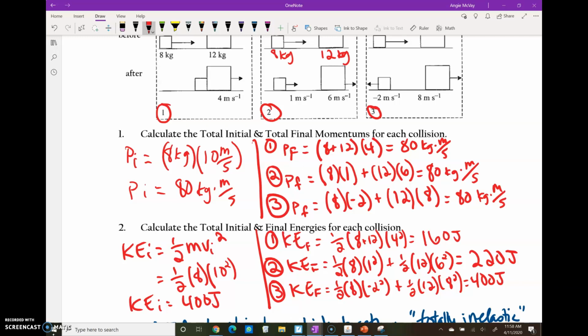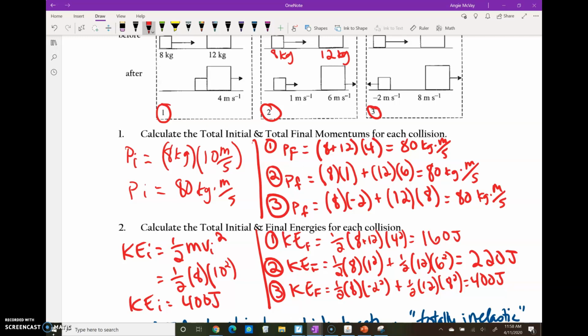Have we broken a physics law here? Will we go to physics jail? I don't know. Let's figure this out. In scenario number 2, we've got our 8 kilogram mass going 1 meter per second, our 12 kilogram mass going 6 meters per second. If we add up those two kinetic energies, we get a total kinetic energy after the collision of 220. Kinetic energy is still not conserved.